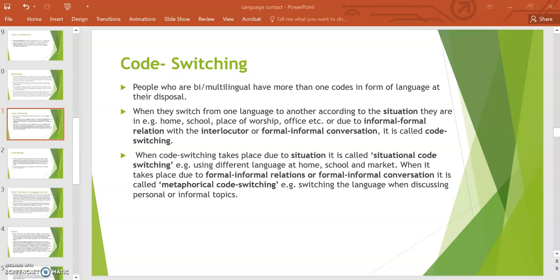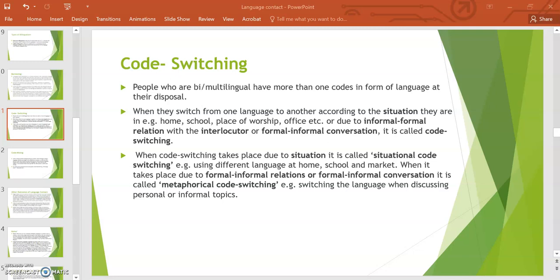So, for example, you are a mother tongue speaker of Hindi and you speak Hindi at home, and medium of instruction at school is English. So you will speak in Hindi at home and you will be using English in school. So you will be switching from Hindi to English when you go to the school. So that is situational code switching.